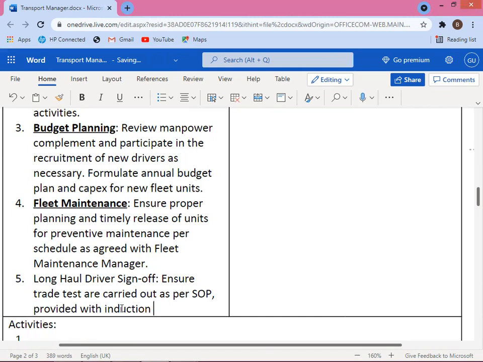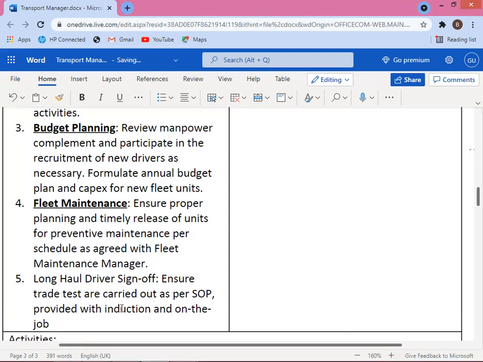Provided with induction, and will also be given on the job training, OJT. Induction and on the job training. Very important that you provide this to the long haul driver. Undergo route familiarization.